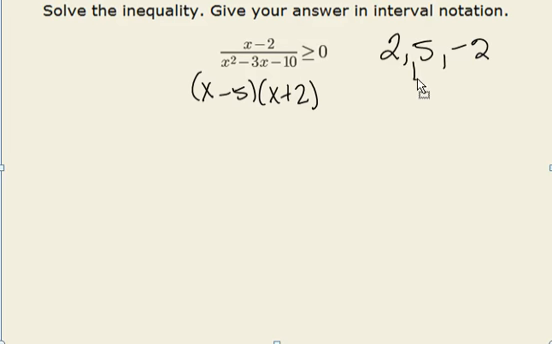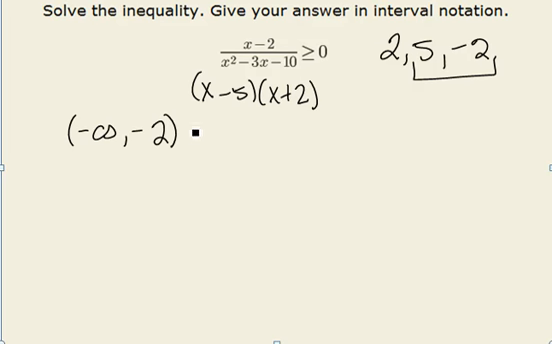And we have to keep in mind that 5 and negative 2, we're not going to actually be able to include those. We're going to have open brackets at those two spots, because if the denominator were to equal 0, then we would have an undefined function. So when we make our intervals, we'll go from negative infinity to negative 2, but we can't include it.